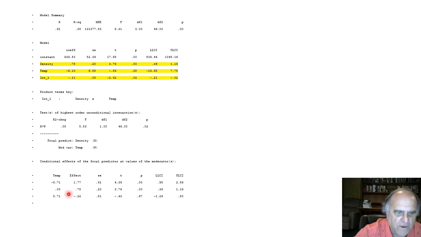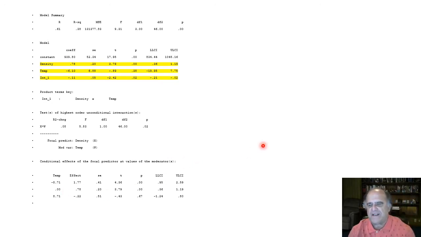So again, this is similar. I should have said this on the previous slide. In ANOVA, this is similar to simple main effects. In ANOVA, you talk about simple main effects, and this would be similar, although, of course, in this case we have continuous variables, not categorical variables. But this would be similar to simple main effects.